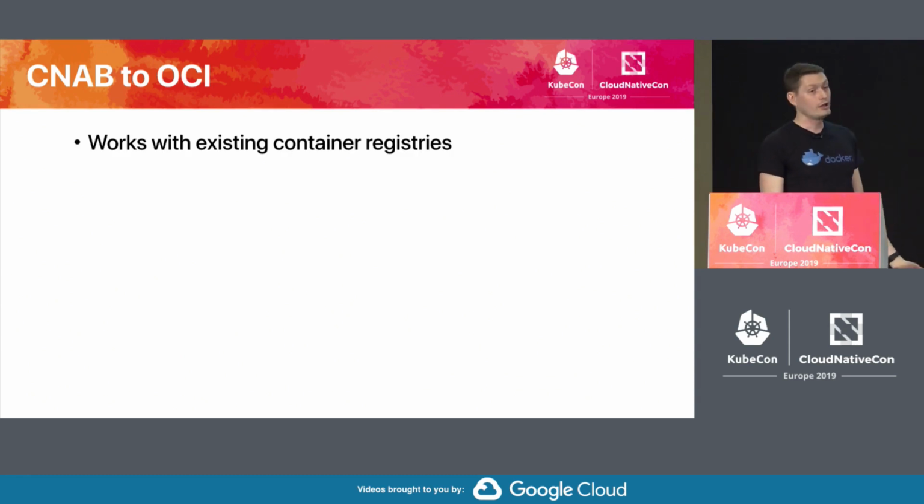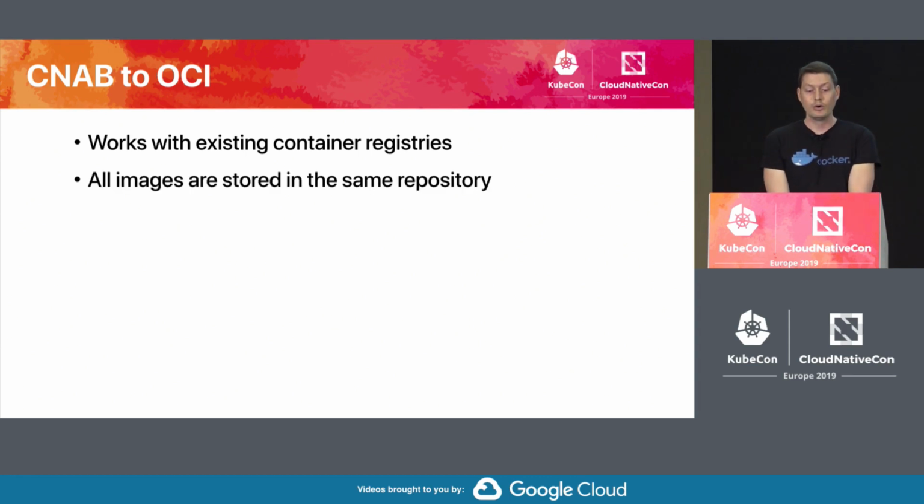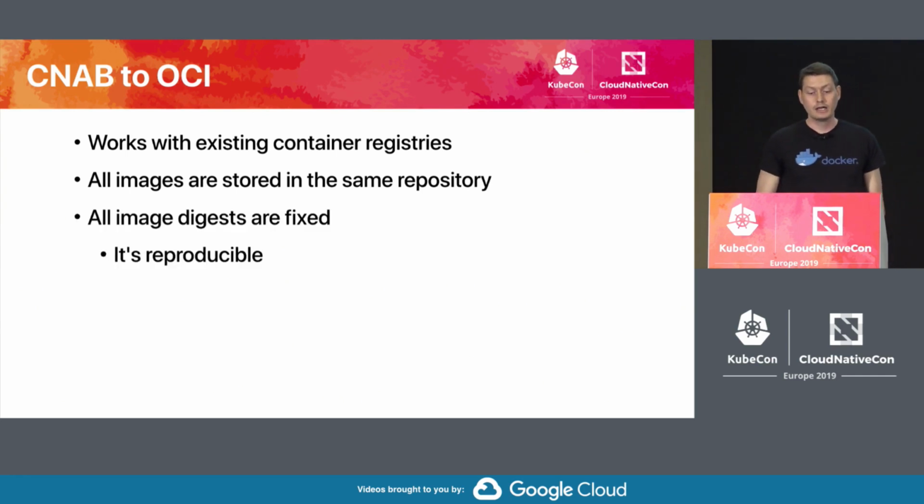So once again, why we did this? Because it works with existing container registries. This is a good thing. All the images are stored in the same repository, which means that it drastically simplifies the security in RBAC. Because if everything's in the same place, you're guaranteed to get everything that you need for the application back.